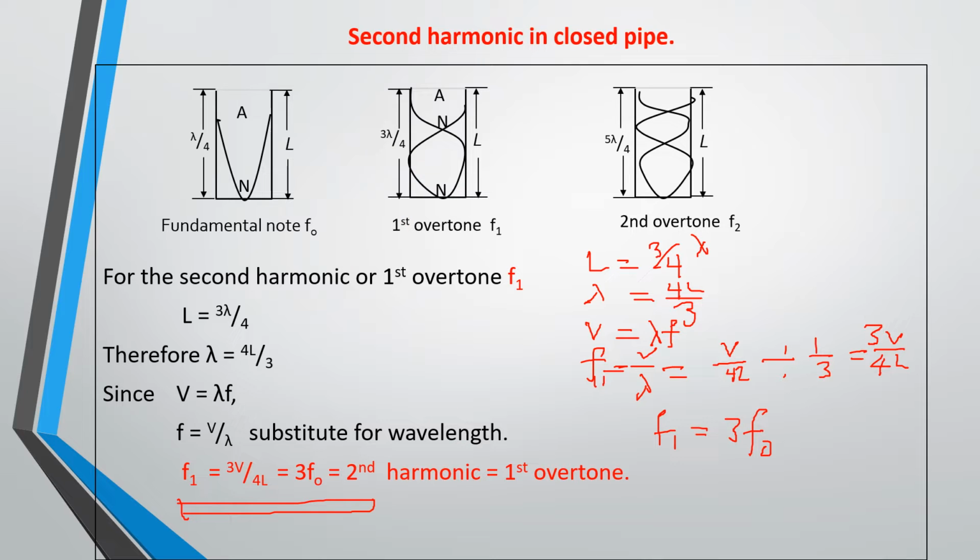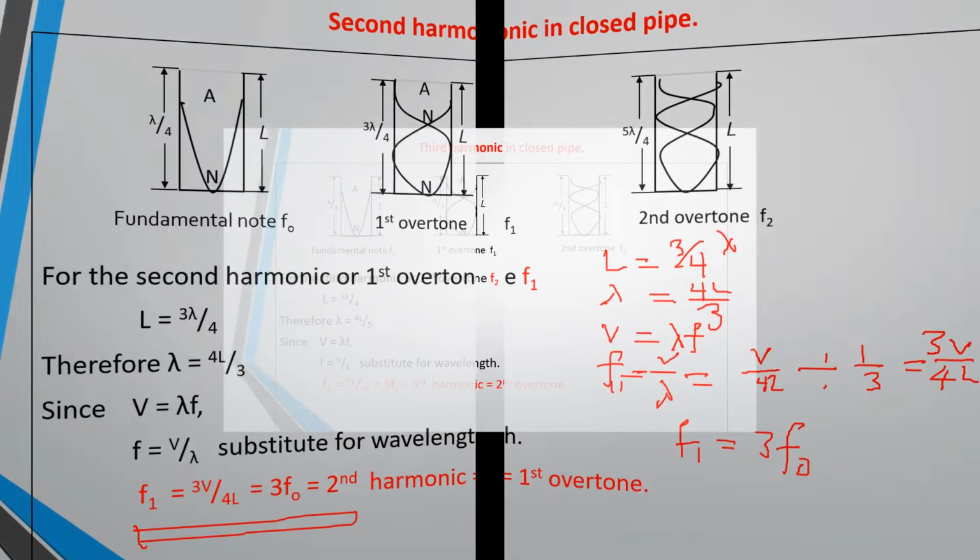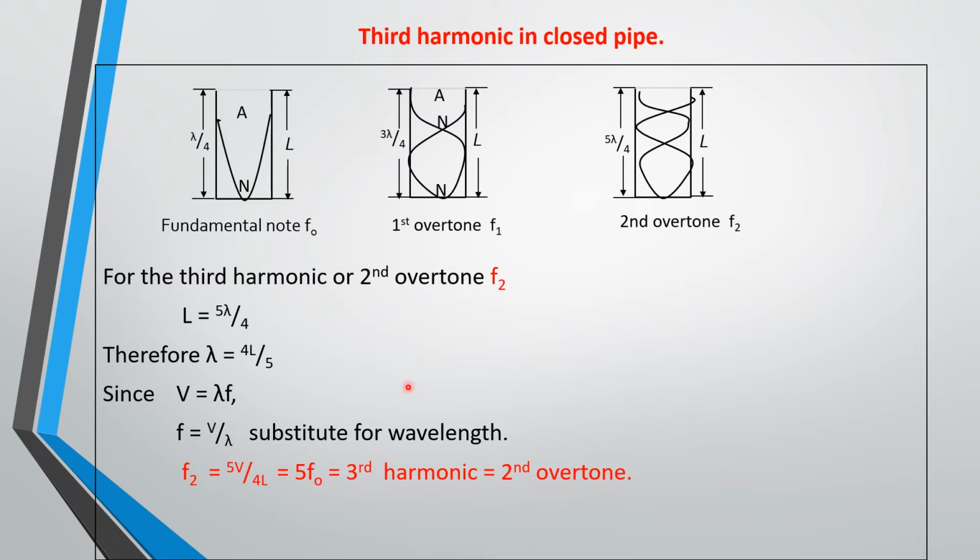Then for the second overtone or third harmonic, the length is equal to 5 over 4 of the wavelengths.